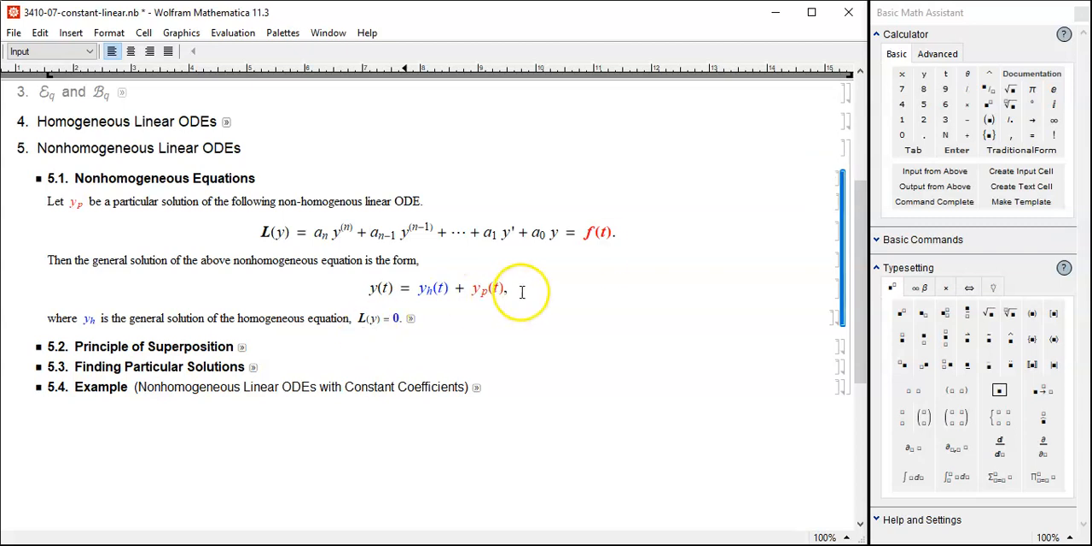Okay, so much for the proof, and let's come back to this form. We already studied YH quite thoroughly in the previous section. So for the remainder of this section, let's focus on how to find YP. Once you find that YP, just add it to YH, then you're going to get the general solution.